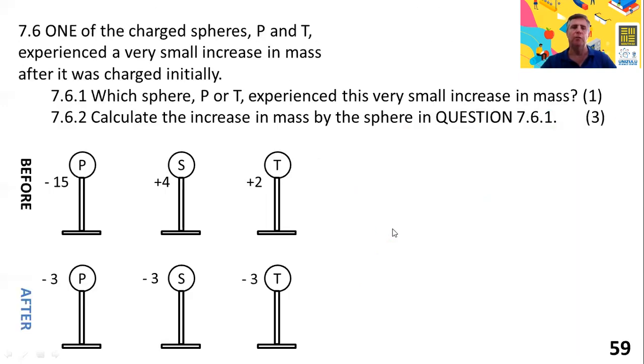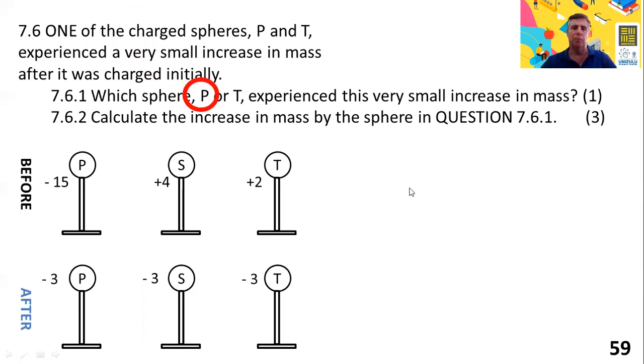Now I'm going to jump to 7.6 because there's a more complicated calculation in the middle, and this one is not too difficult. One of the charged spheres, either P or T, experienced a very small increase in mass after it was charged initially. Now that word initially caused some problems and made an ambiguous answer. 7.6.1, which sphere, P or T, experienced a small increase in mass?